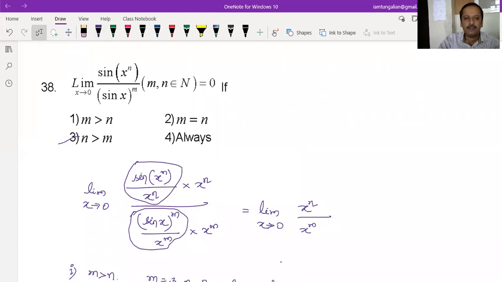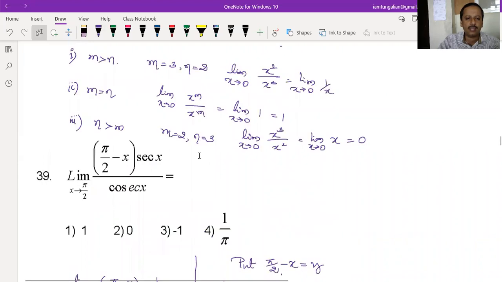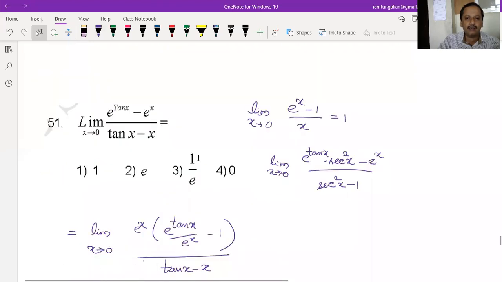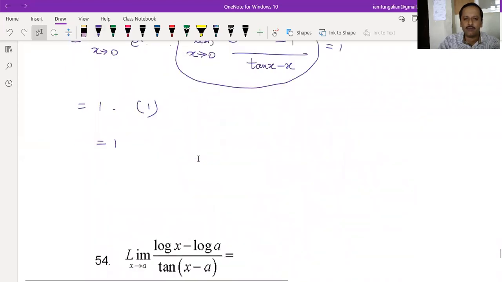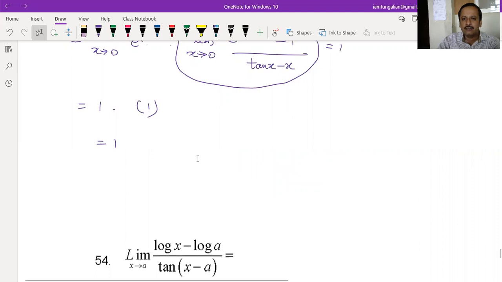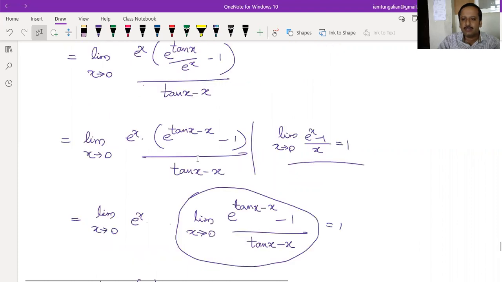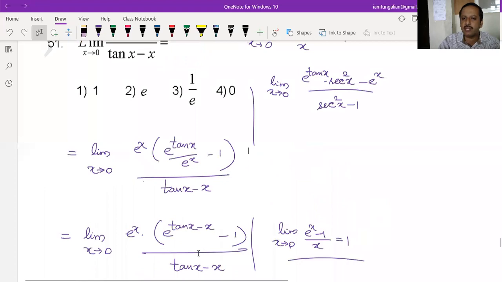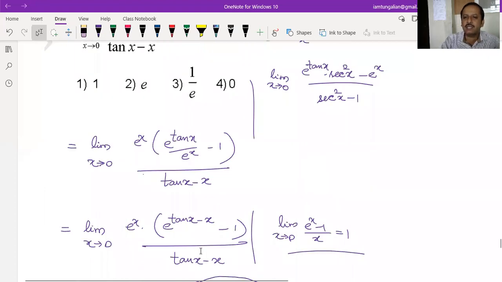51st question, how to solve by using L'Hospital's rule. If you want L'Hospital's rule only, look here, I'll try to answer here only. e power tan x, after once if I differentiate, this is what I am going to get: e power tan x into secant square x minus e power x. Again, it is of the form 0 by 0.